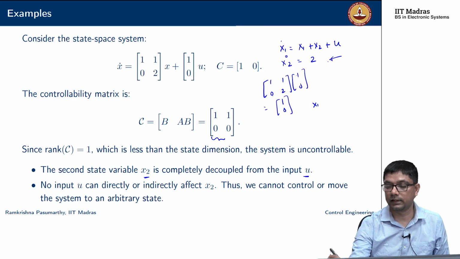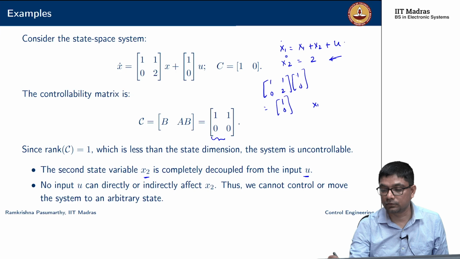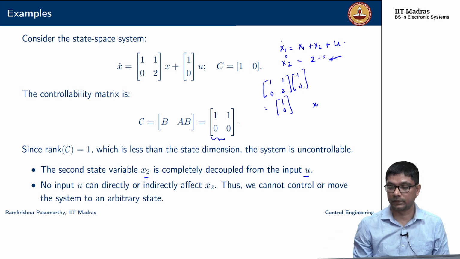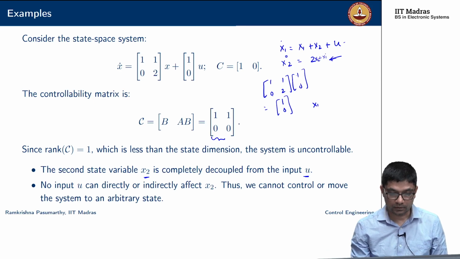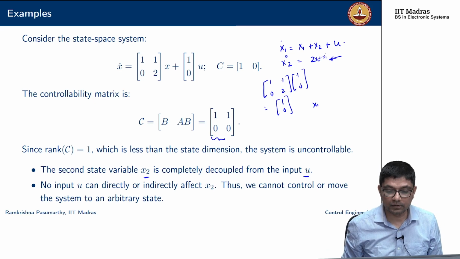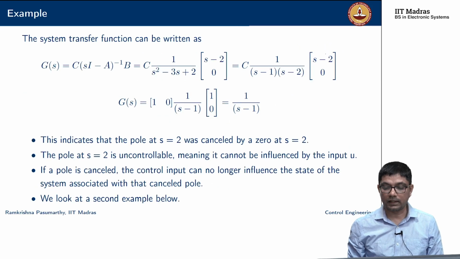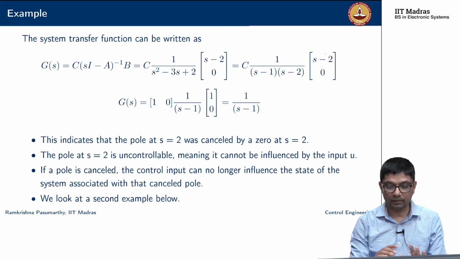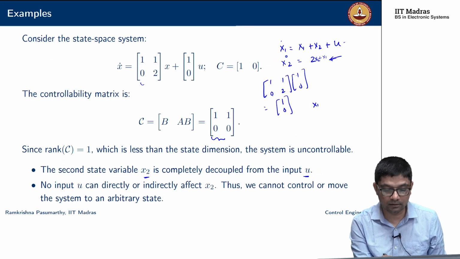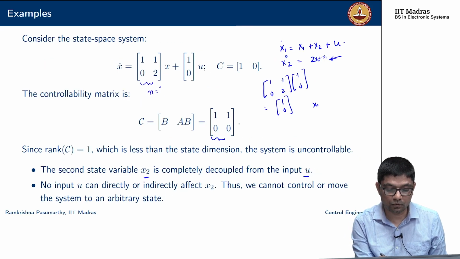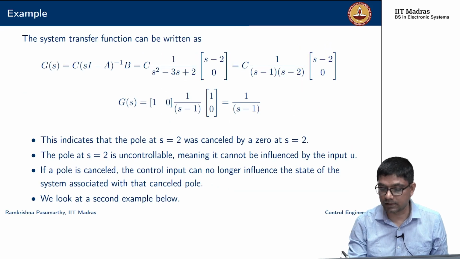In the earlier system, there is no direct or even indirect control of x2, either through the input or through x1. If it had a term corresponding to x1 there, possibly something would have happened. So what is happening? Let me start from here and try to derive the transfer function. I do all the math, and what I see is that I start with a system with n equal to 2, and I end up with a system which has only one pole. It doesn't have two poles.